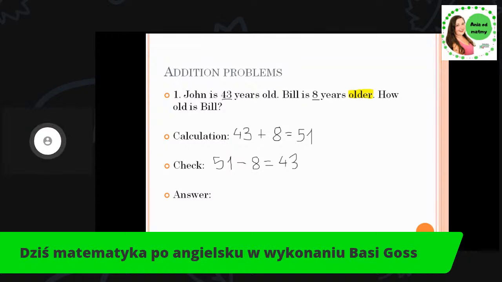Yes, so your answer can be Bill is 51. That's one way of writing this sentence. We can also have Bill is 51 years old.